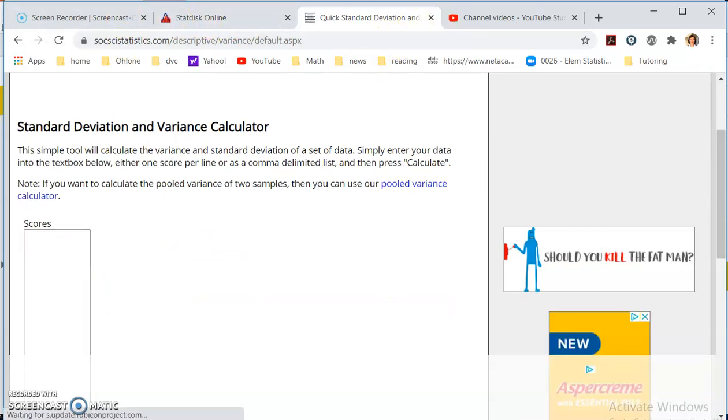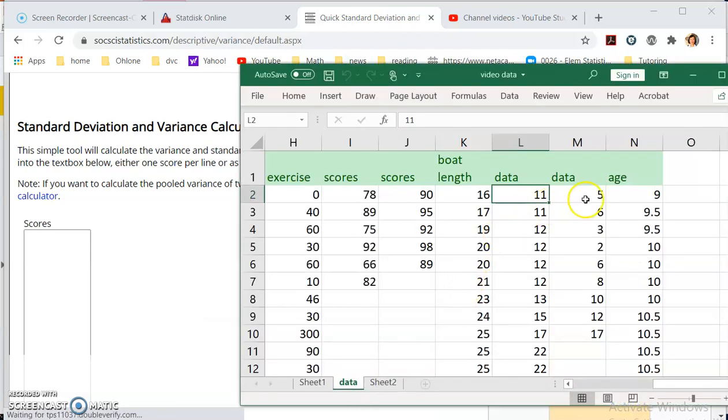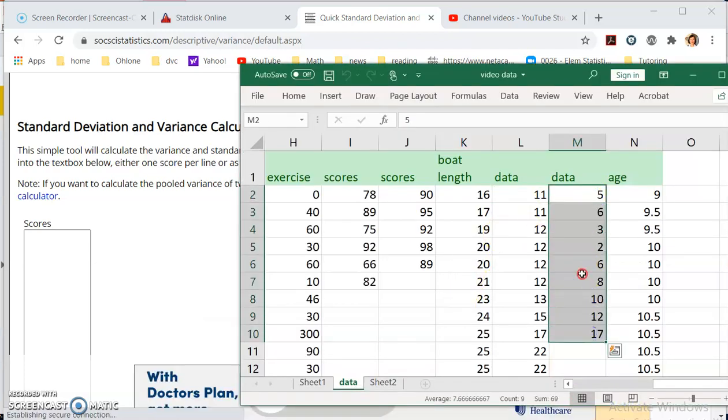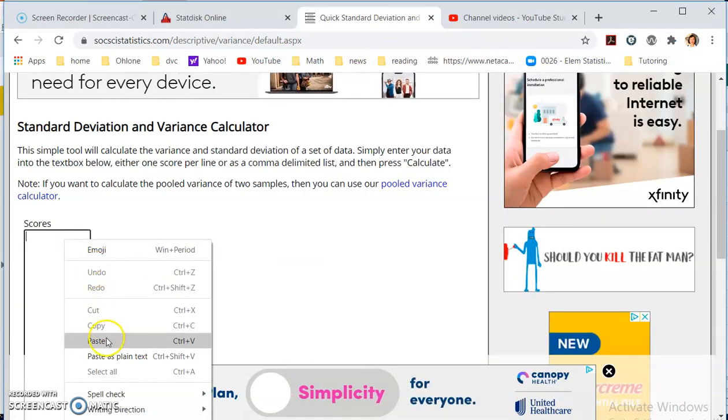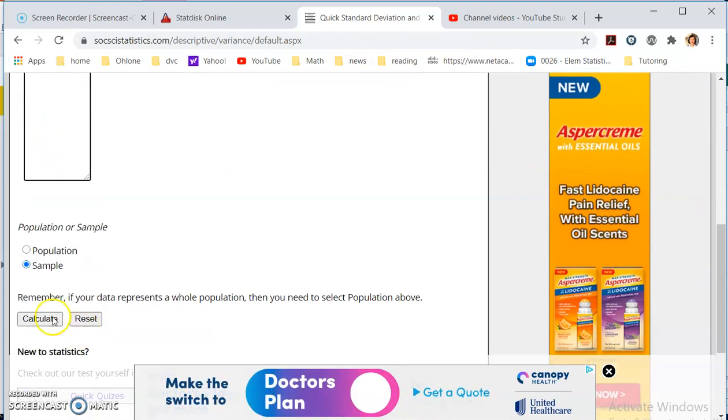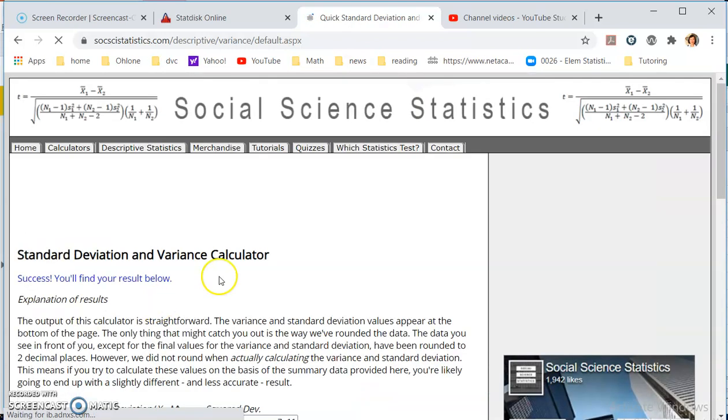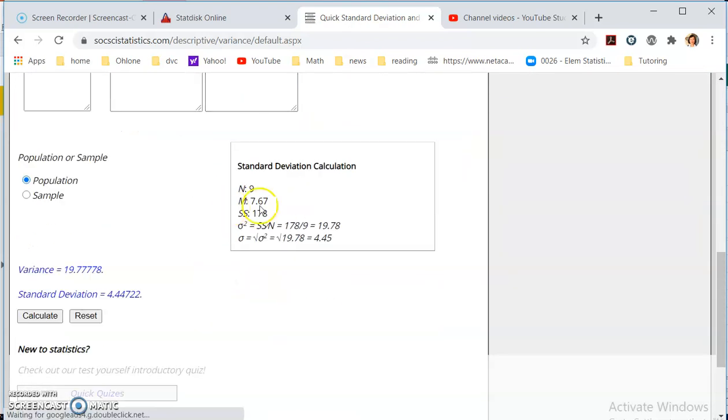So in our case, we have the video data is 5, 6, this one. So let's try. Just assume that this is my population data. I put it in and I say that these are population. You have to tell them. And then you do calculate. They actually show you the step.